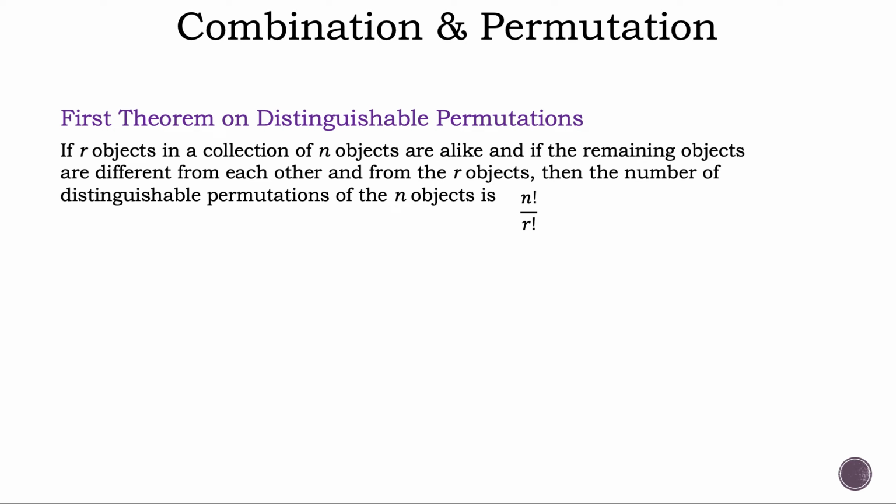Now, let's take a look at some theorems. The first theorem on distinguishable permutations is if R objects in a collection of N objects are alike, and if the remaining objects are different from each other and from the R objects, then the number of distinguishable permutations of the N objects is N factorial over R factorial.